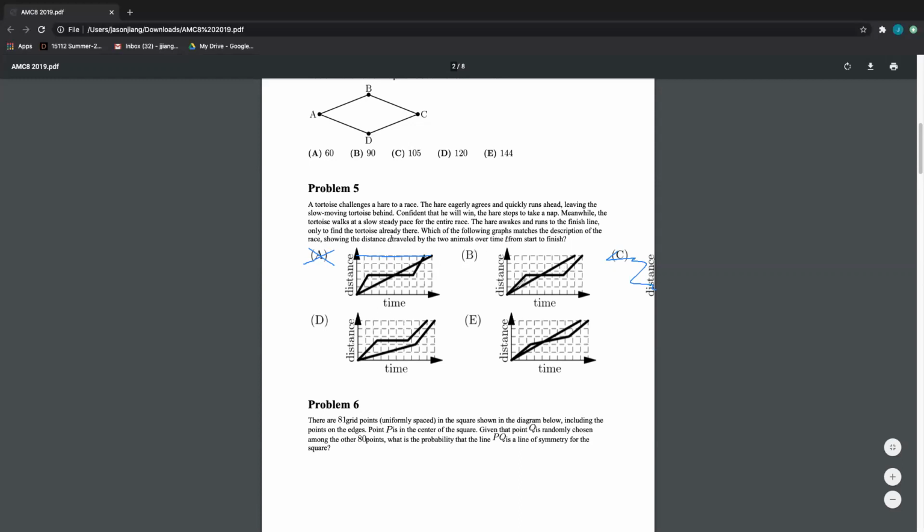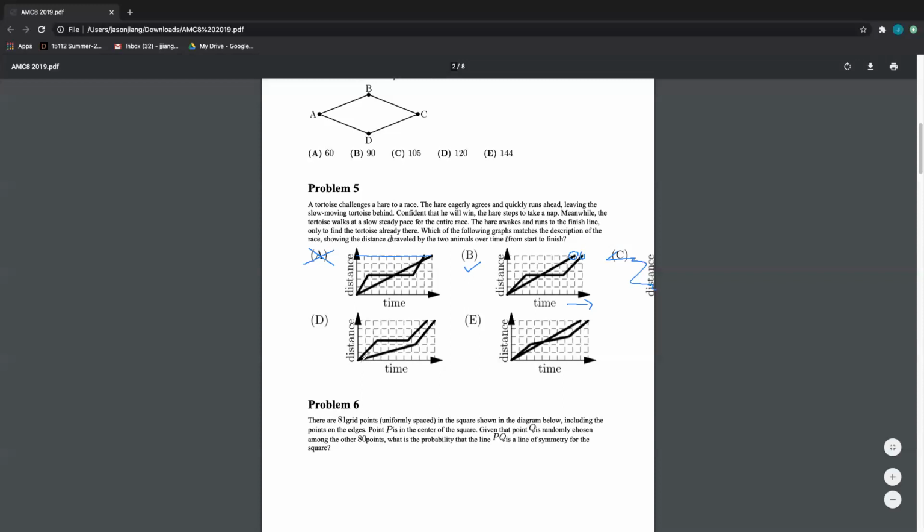Option B, we see that the tortoise does arrive before the hare in terms of time. So this definitely does seem possible. Let's see if everything else matches. The hare gets an early lead. It makes sense. He's getting further, but then he stops to take a nap. That seems reasonable. He's not moving at all. And then when he catches up, it's already too late. So this definitely seems good. We'll check the other ones just to be sure.